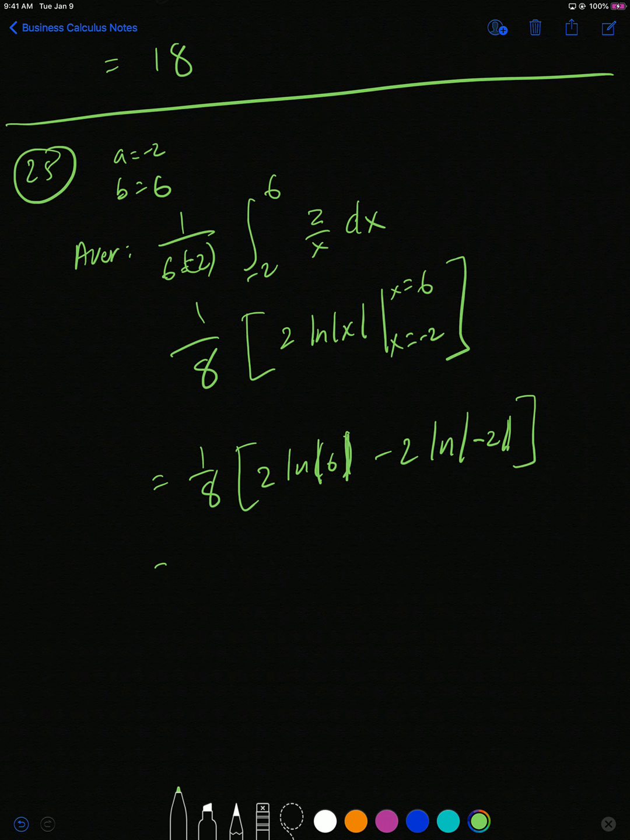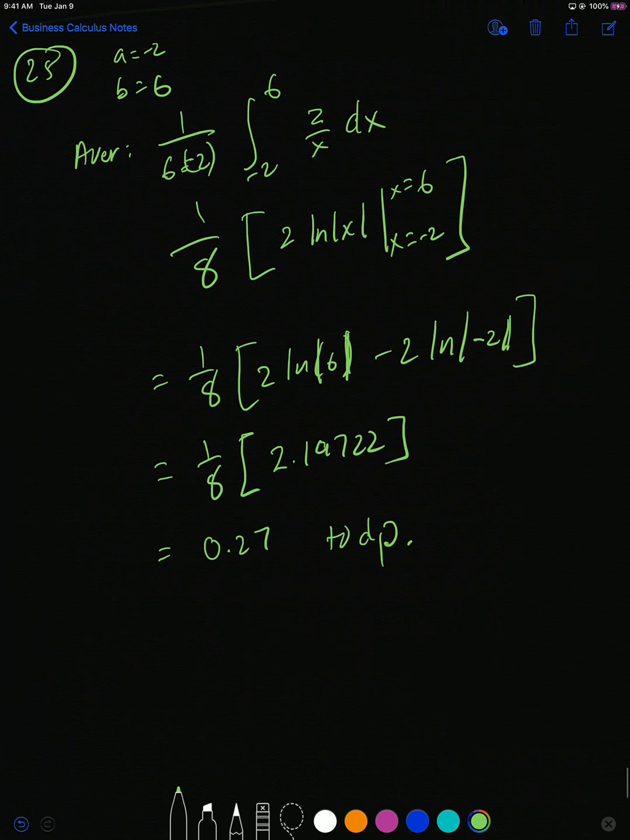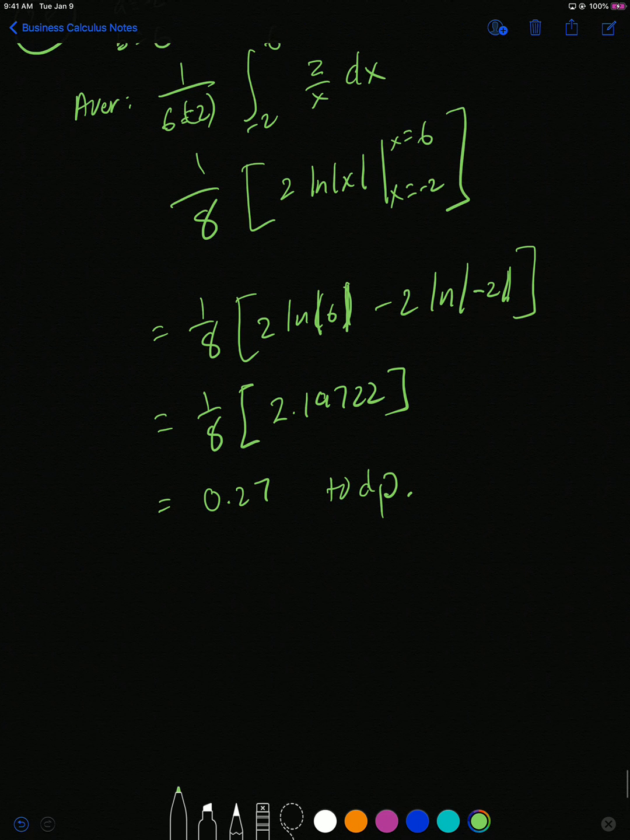Again, make sure you know what your ln button on your calculator is. So that's 1 over 8. Typing all of this directly into the calculator, 2 times ln of 6 minus 2 times ln of 2 equals 2.19722. Divide that by 8. The answer is 0.27 to 2 decimal places. Where do we think of these things? Oof.